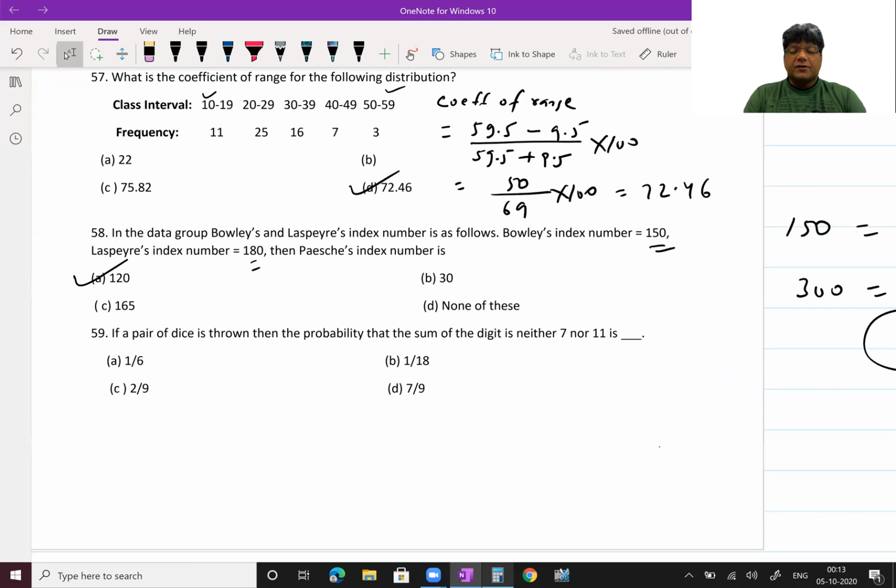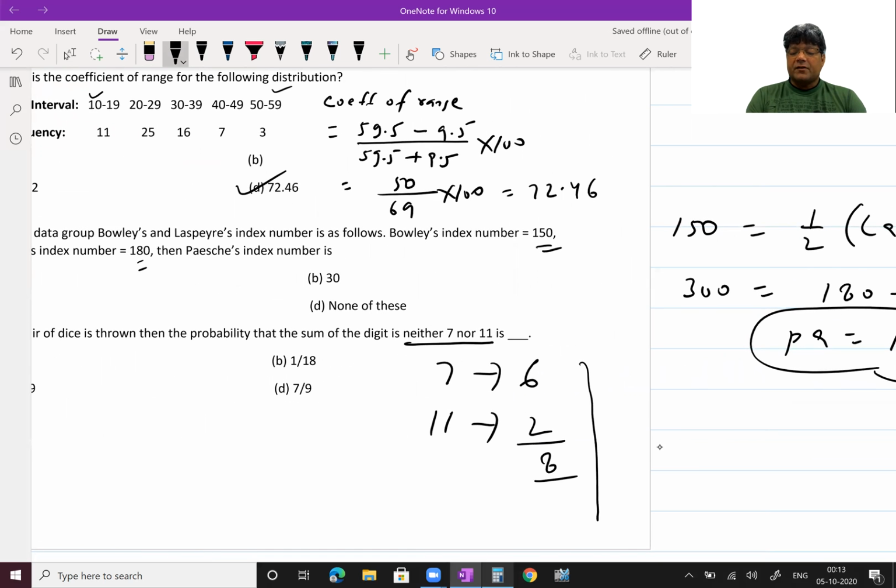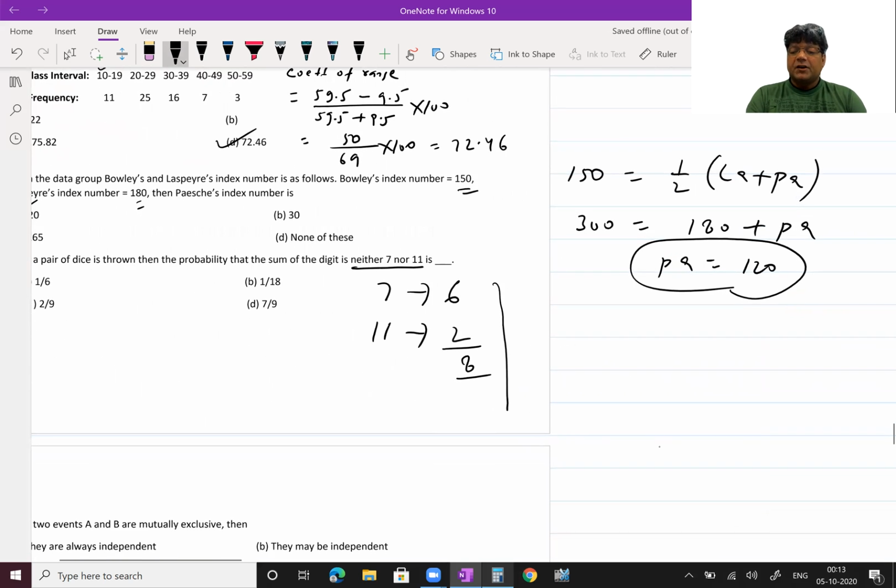If a pair of dice is thrown, then the probability that the sum of the digits is neither 7 nor 11. Guys, for sum 7, how many cases? You know, 6. For 11, how many cases? Shortcut I have explained: 13 minus 11, that is 2. So total 8 cases are there which we don't want, because the question says the sum is neither 7 nor 11. Means these 8 cases should not be there, not favorable. So favorable are 36 minus 8, that is 28. So our answer is 28 by 36, that is 7 by 9. Option D.